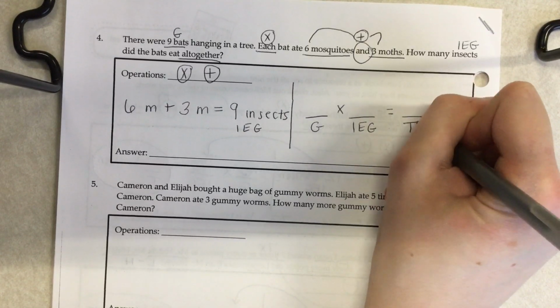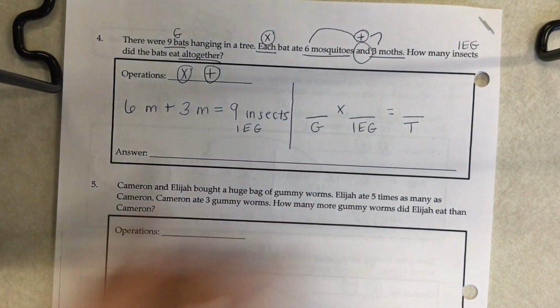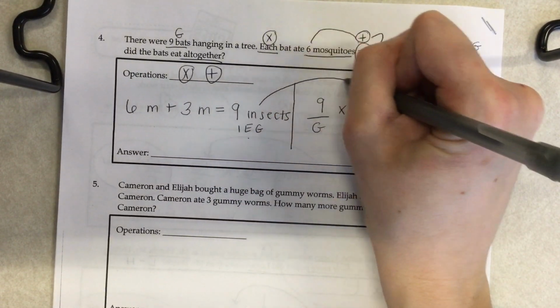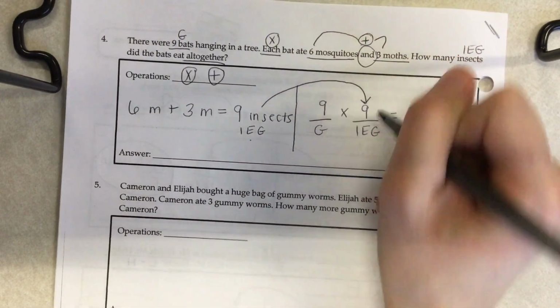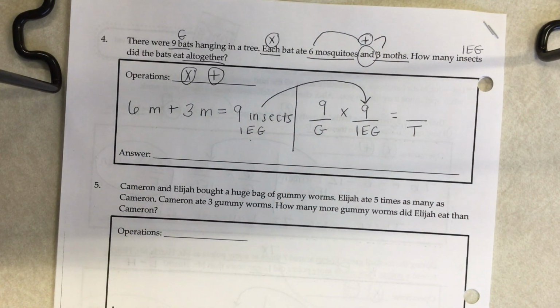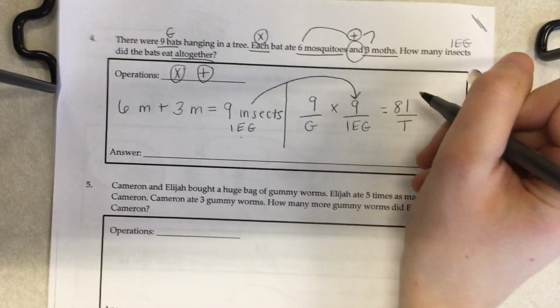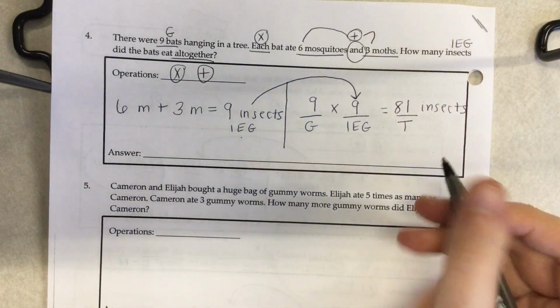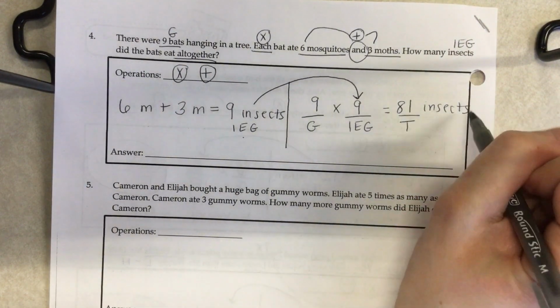equals your total. My groups from my problem is 9 bats. In each group is what I just solved. They each ate 9. I say in my head, 9 times 9, 1 less, 81. 81 what? 81 insects. This is my final answer. It's how many insects the bats ate all together.